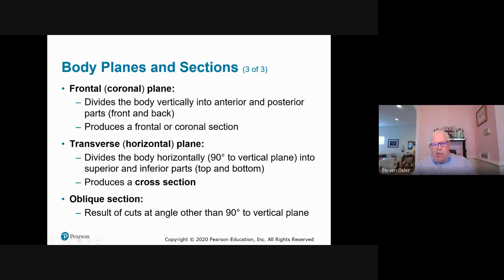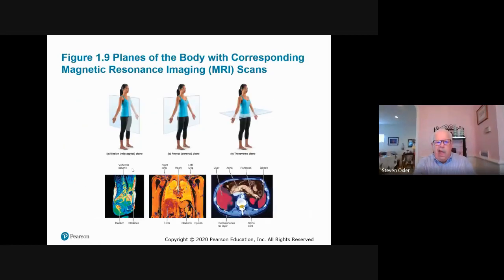So don't worry about oblique. You need to know the three important planes: sagittal, frontal, and transverse. Okay?